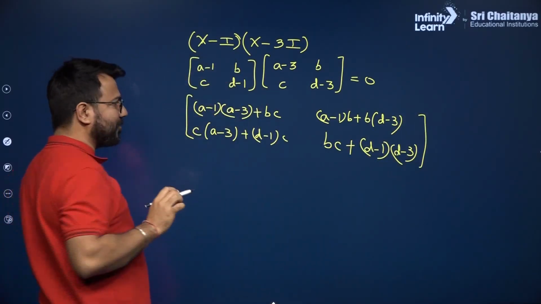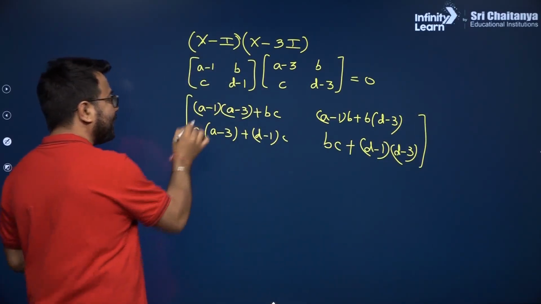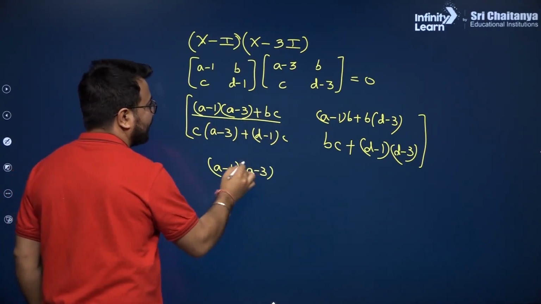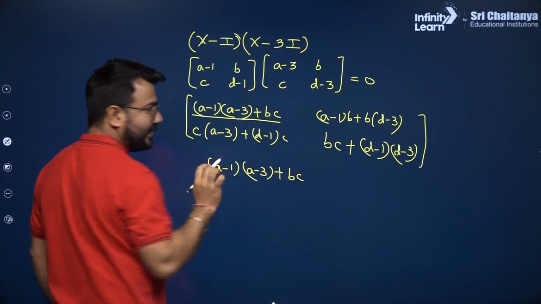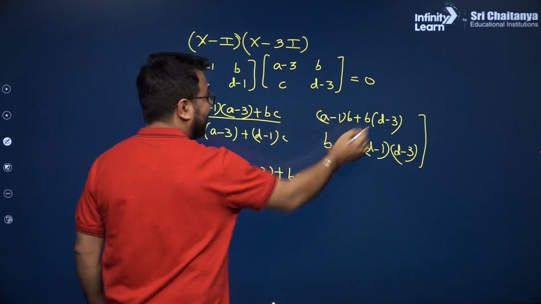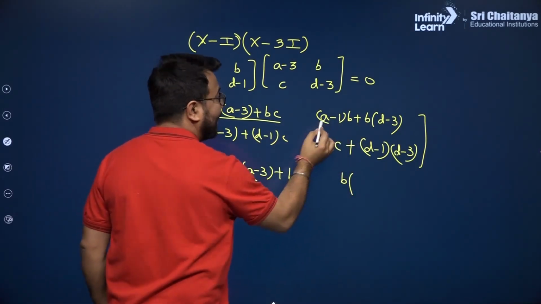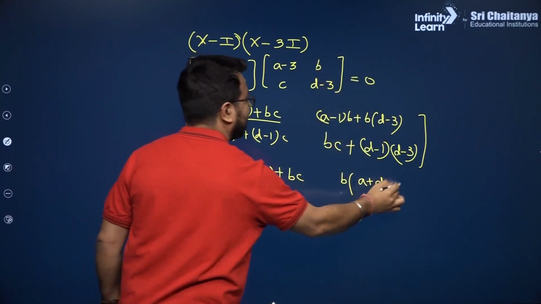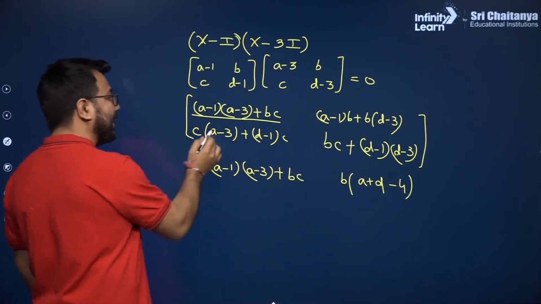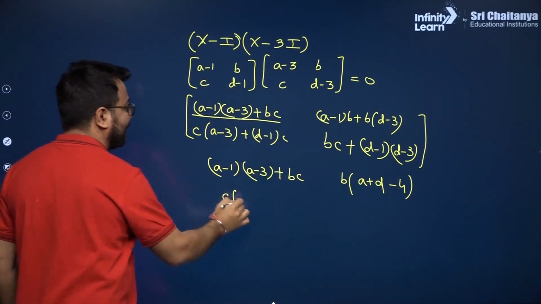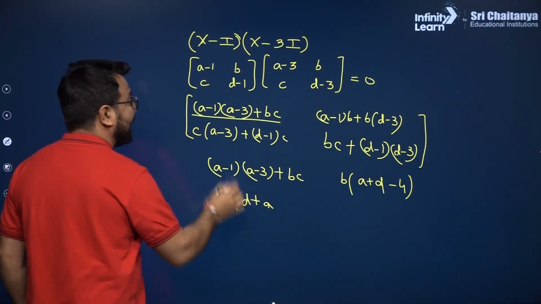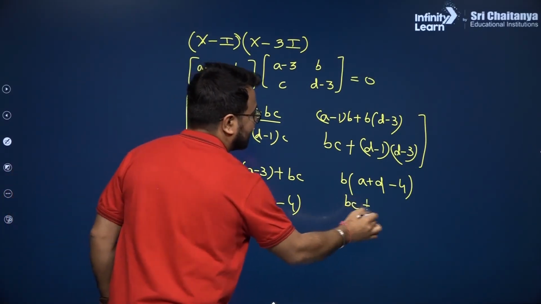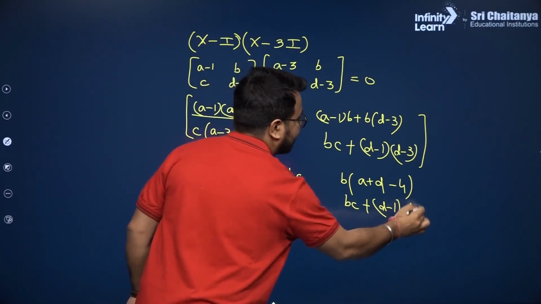Now if I try to simplify this expression, I am keeping this as it is: A minus 1, A minus 3, and plus BC. Here, if I take B common, I am left with A plus D inside, and minus 1 minus 3 becomes minus 4. Here, if I take C common, I am left with A plus D inside, and minus 3 minus 1 will be minus 4. Here I am keeping the terms as they are, D minus 1, D minus 3.